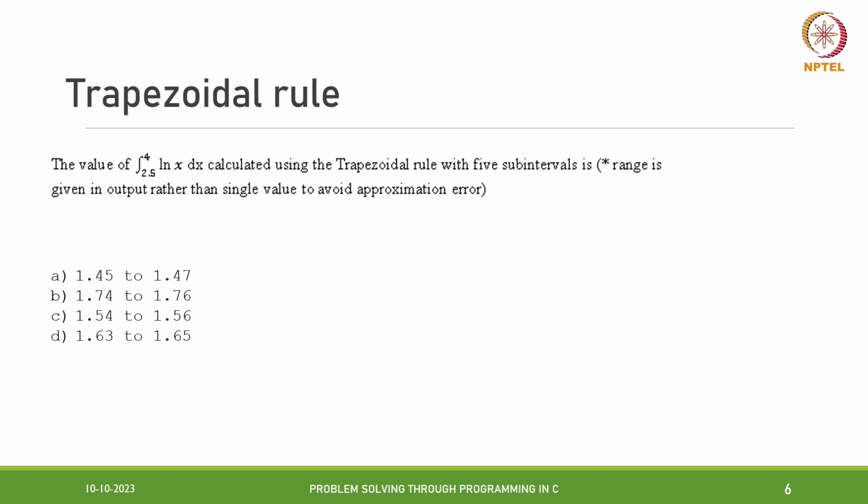So let's use the same concept that we have just learned to do a trapezoidal rule with 5 subintervals. So basically 5 segments. Now our range is 2.5 and 4.